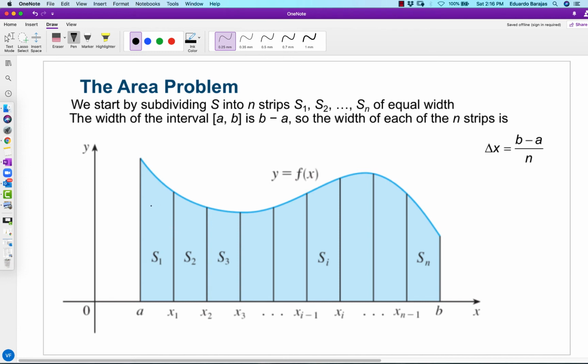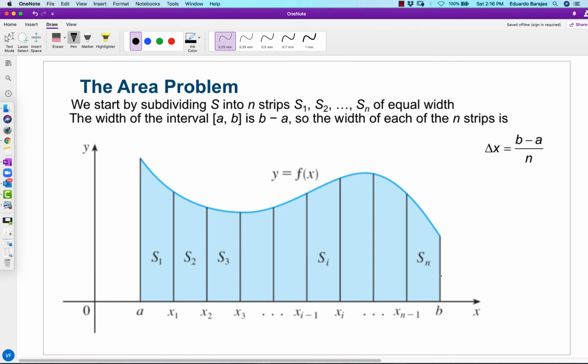And so what we're going to do is think about breaking it up into little pieces. We've got S sub 1, S sub 2, S sub 3, so on and so forth. There are n little segments. So we start by subdividing S into n strips, S sub 1, S sub 2, S sub 3, all the way out to S sub n of equal width.